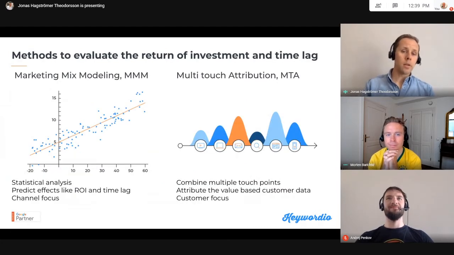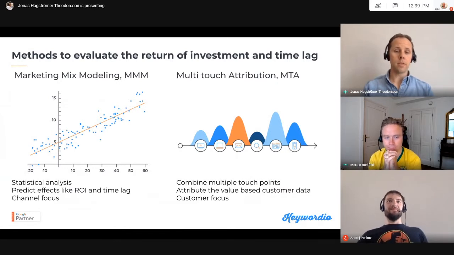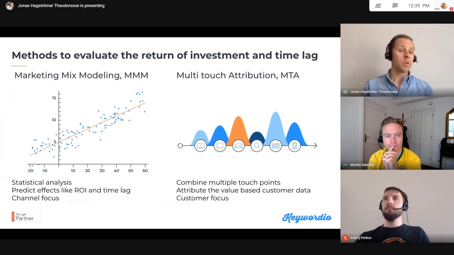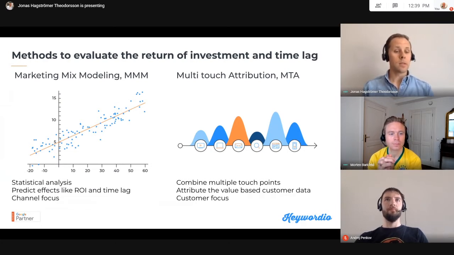So there are typically two big methods or ways of doing this. The first one is that, for example, if you run your marketing mix modeling, that means that you get data from all your different channels. So, for example, if you do events or TV or what channel you are using, and then you make a statistical analysis and try to forecast the behavior, where you also can estimate the return on investment and the delayed effect. So this is a pretty channel-focused approach.